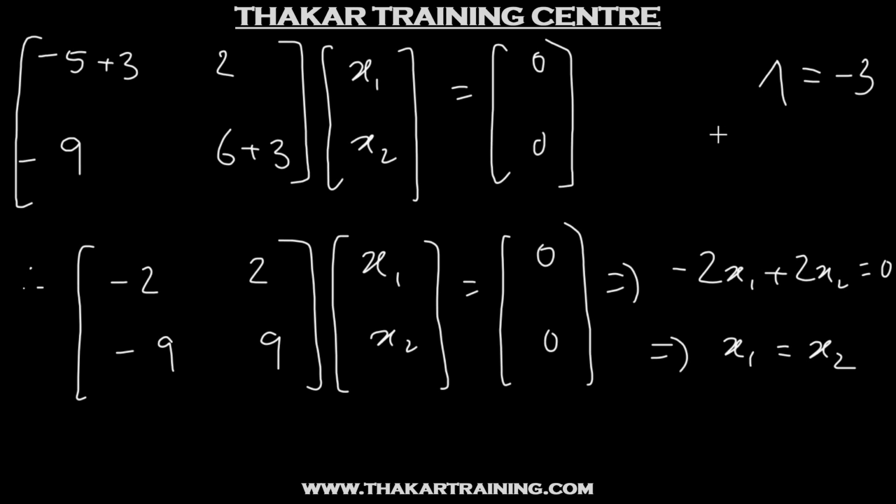So in fact, there is a property which goes like, if x is an eigenvector of a matrix associated with eigenvalue lambda, then any k times x is also the eigenvector associated with eigenvalue lambda.